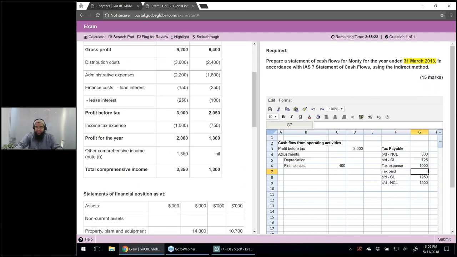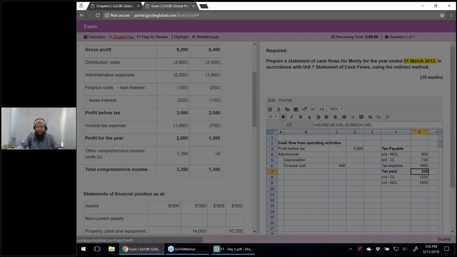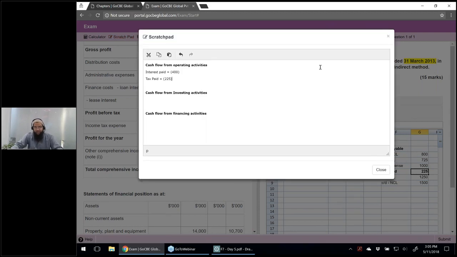So this way we can calculate the balancing figure, the sum of carried down minus the sum of the remaining values. So we have got a tax paid of 225. This tax paid will be taken to the cash flow from operating activities, so tax paid is equal to negative 225. We have written it on the scratch pad so that we can remember that these values are to be incorporated later on.